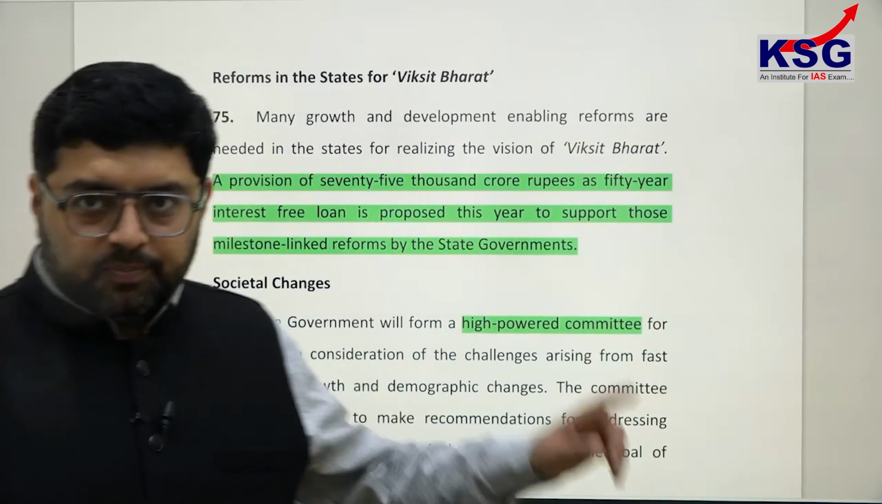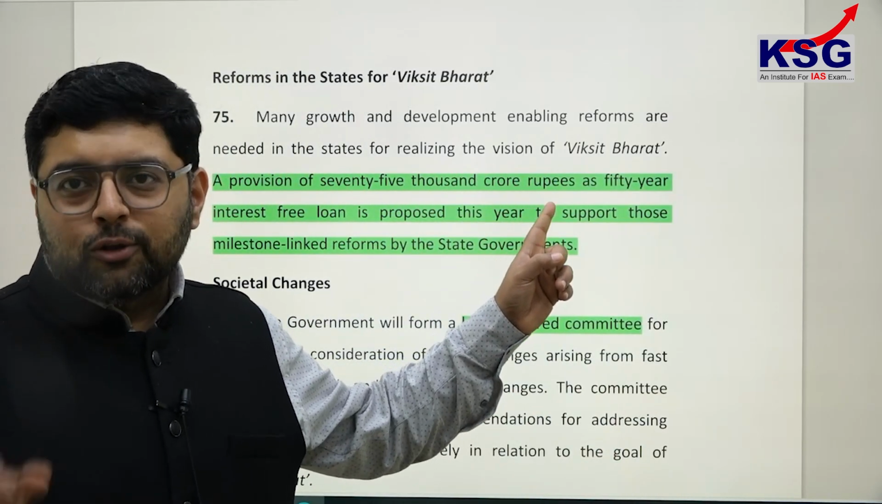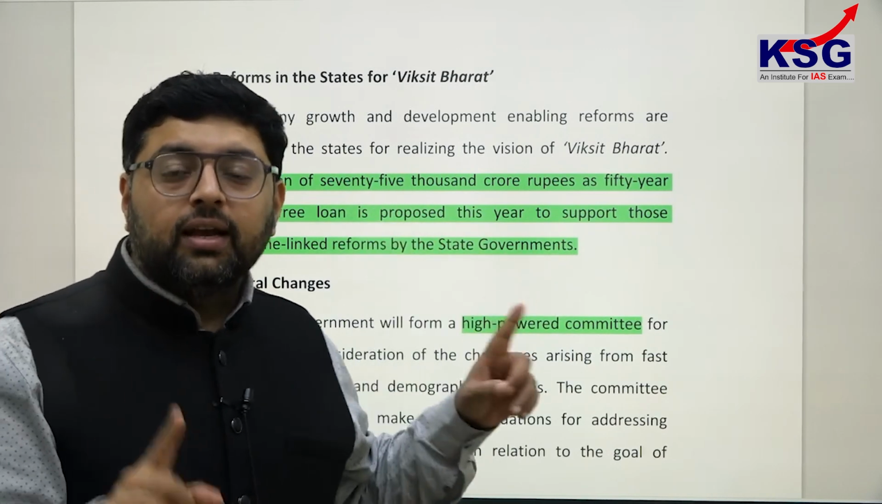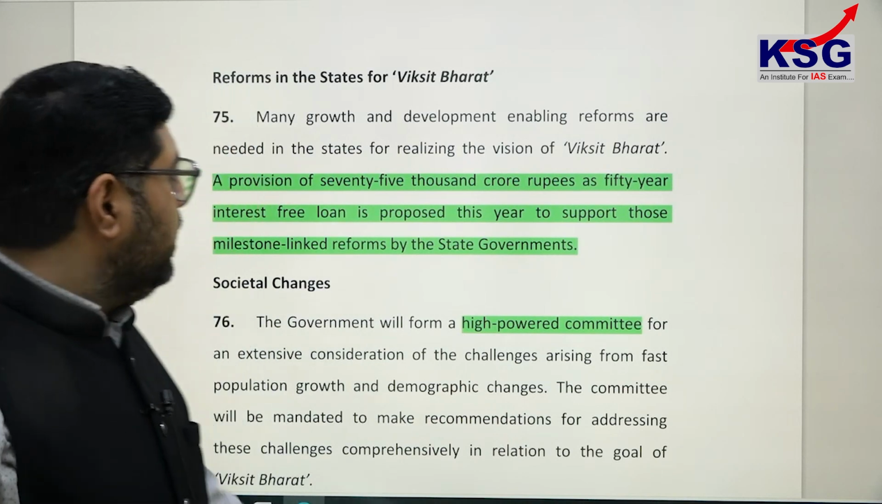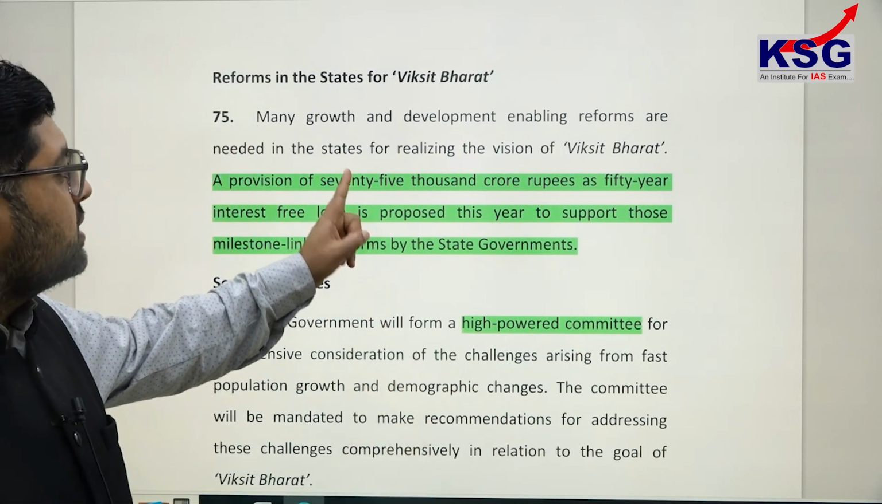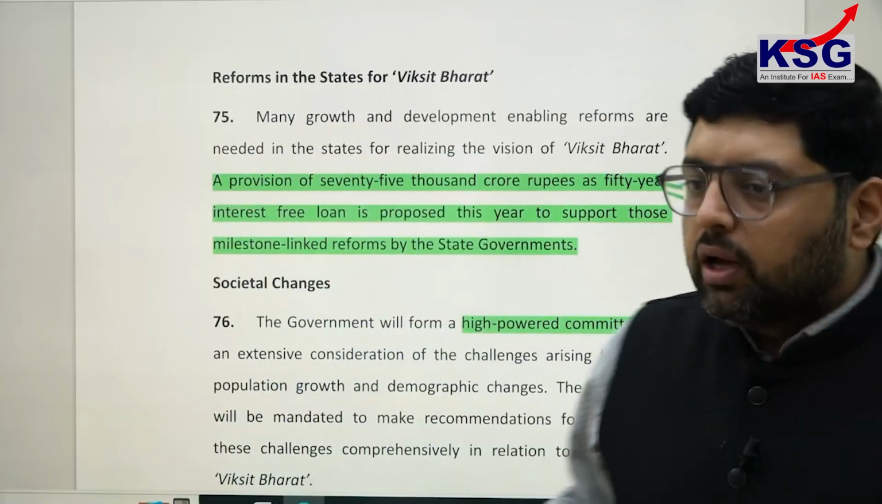When we talk about Anusandhan, that is innovation, there also the government is ready to provide 50-year interest-free loans. There they have set up a corpus of 1 lakh crore. Here they have set up a corpus of 75,000 crores. Clear? So this is also what you have to remember.